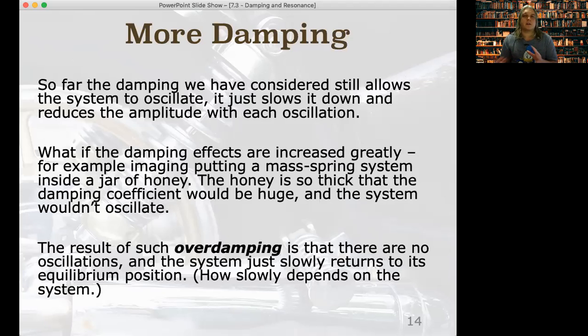Honey is very thick, it's tough to move through the oscillator. The mass will just slowly creep back up to its equilibrium position and stay there. There'll be no oscillating at all. In this sort of situation, the damping coefficient is so big, the motion doesn't ever oscillate. And we call that over-damping. Over-damped as in it's damped beyond the oscillating possibility for the system. So that's all over-damping means. We've just got a drag coefficient that's so high we don't get any oscillating.